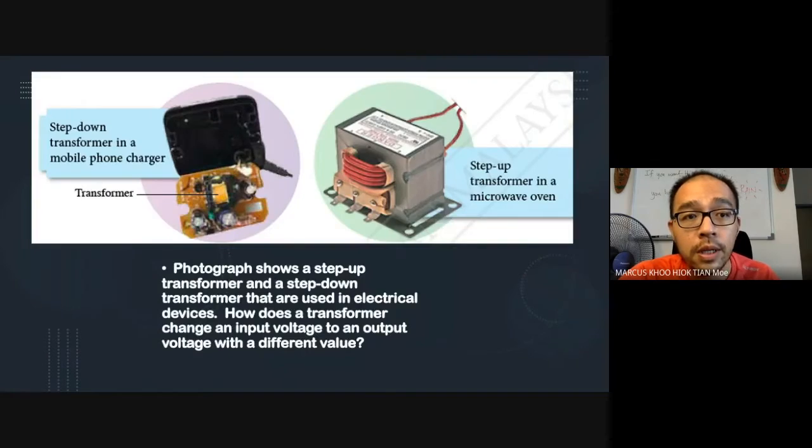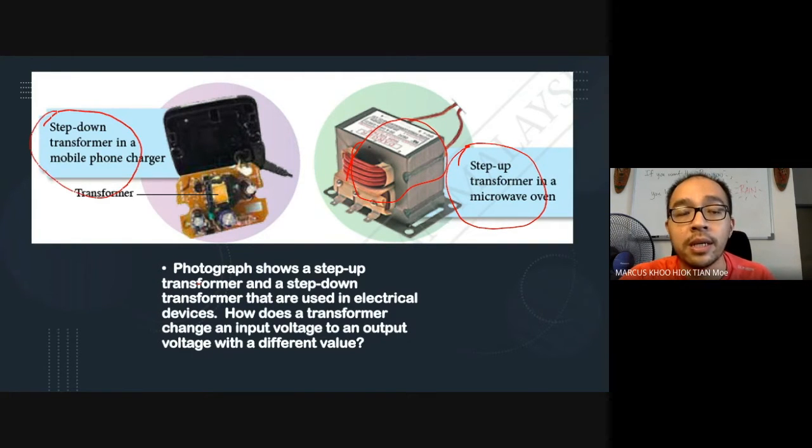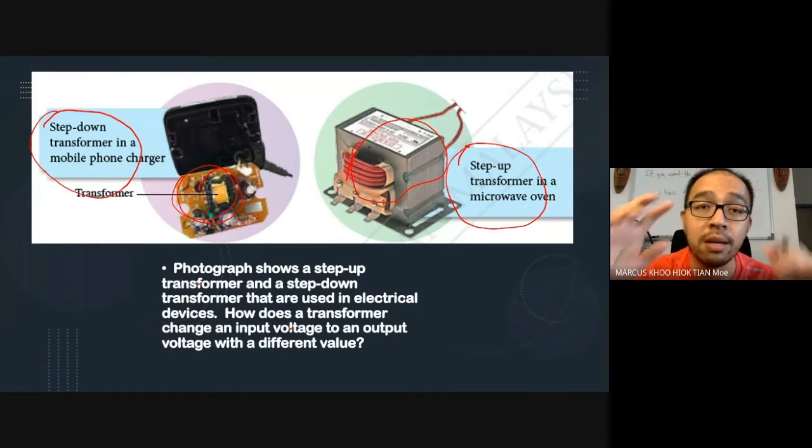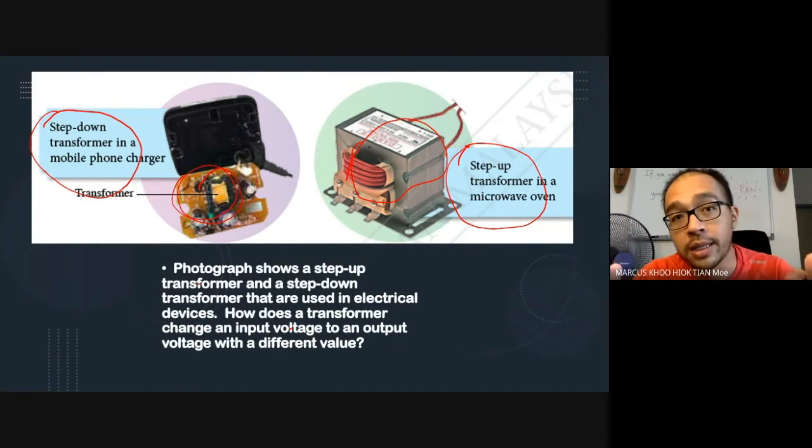Okay, so this is a photograph of a step-up transformer. There are two types of transformers, which we will come to in a while. A step-up transformer that you can find in a microwave oven, and a step-down transformer, which we will usually find in a mobile phone charger. So the question is this: how does a transformer change an input voltage to an output voltage with a different value? This is the big question we want to answer today.